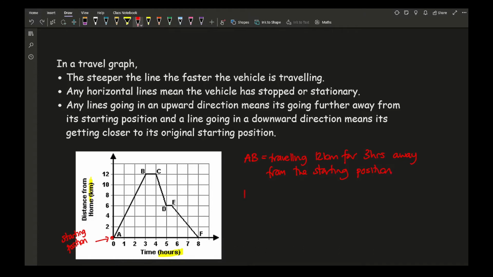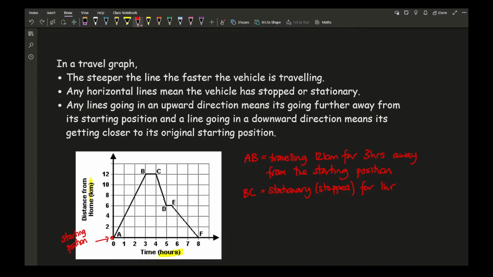Now representing B to C, because that's stationary, that means that the vehicle has stopped. So here it's stationary or stopped, depending on the vocabulary you want to use, for 1 hour. When you are describing a journey, you definitely want to include those 2 points: the distance and the time. If it's going up, it means it's going further away. If it's going down, it means you're returning or getting closer to your original position.